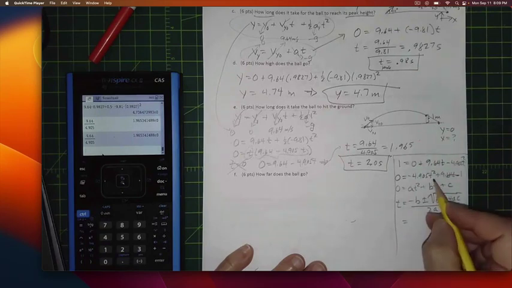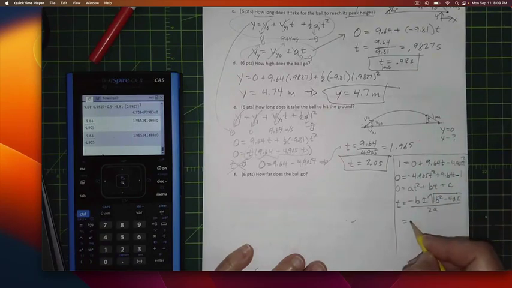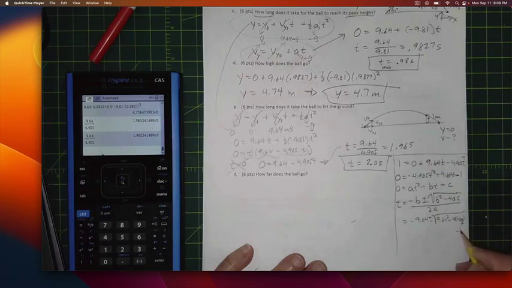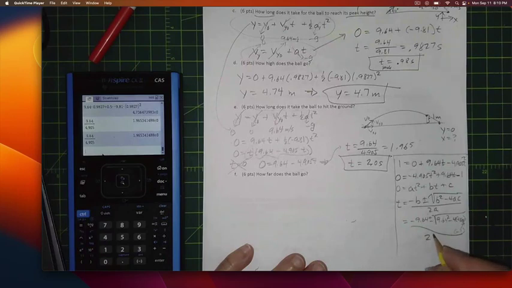So in this case, b is 9.64, so negative 9.64, plus or minus the square root of b squared, 9.64 squared, minus 4 times a, which is negative 4.905, times c, which is negative 1. All of this over 2 times a, 2 times negative 4.905. All right, simplify it. Let's just rewrite that because it got kind of a mess over there.